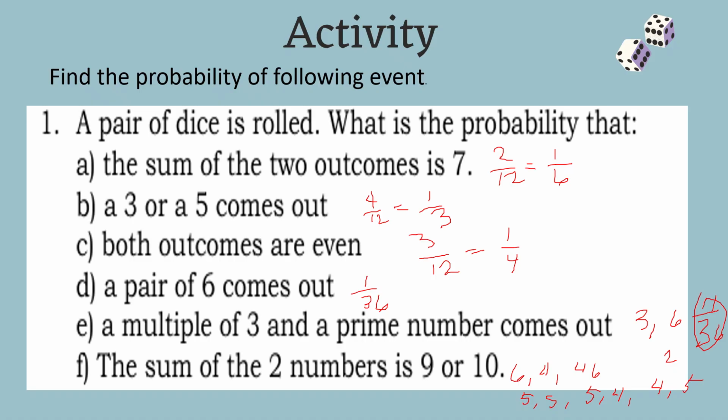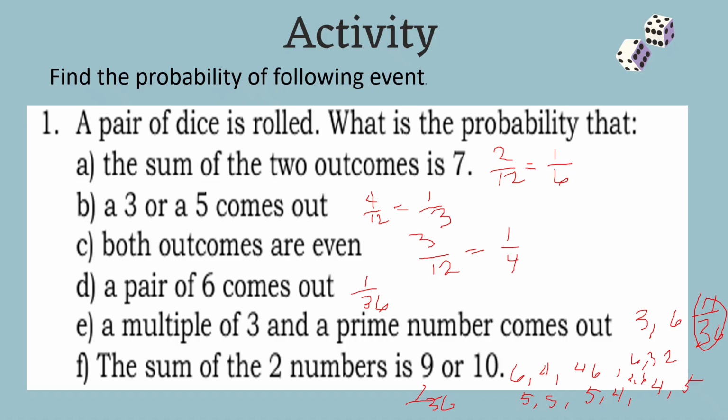Okay, we can have 6, 3, and that is 9. Yeah, 6 plus 3. We can have 6 and 3, and 3 and 6, okay? And how many are there? 1, 2, 3, 4, 5, 6, 7. So the final answer is 7 over 36.